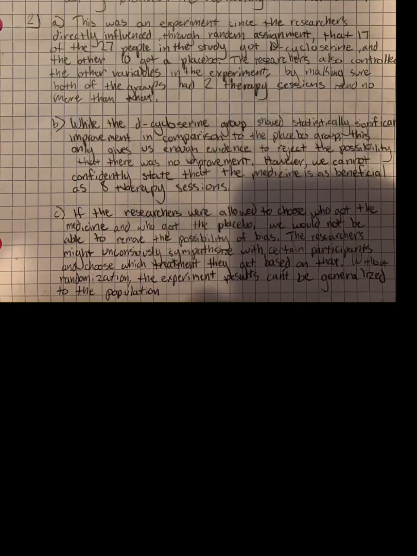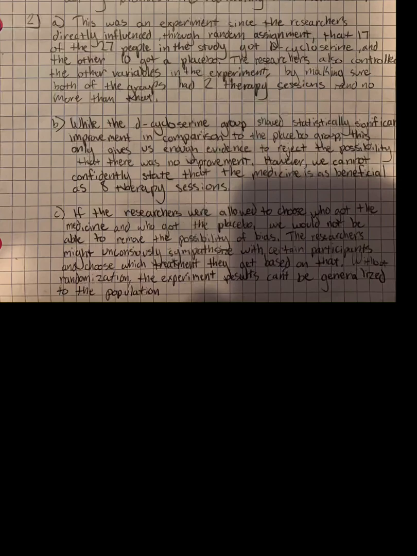So what I ended up putting as my answer was, if the researchers were allowed to choose who got the medicine and who got the placebo, we would not be able to remove the possibility of bias. The researchers might unconsciously sympathize with certain participants and choose which treatment they get based on that. Without randomization, this experiment's results cannot be generalized to the general population.